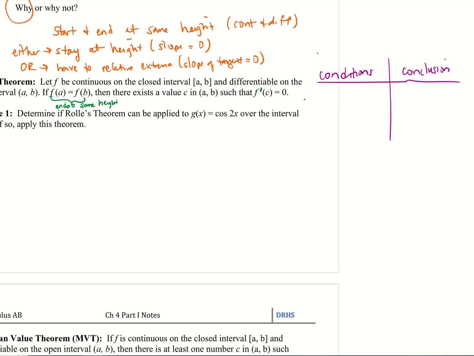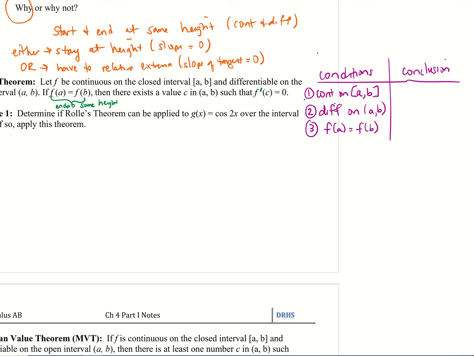This one has three conditions. The first one is that we are continuous on the closed interval that we're going to label as A to B. The second condition that must be met is we need to be differentiable on the open interval from A to B. And the third condition is that f of A is equal to f of B. So the endpoints must have the same height.